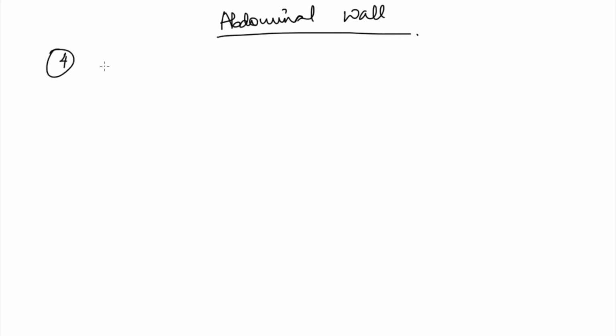Okay, so about the abdominal wall. The abdominal wall is constituted by four muscles. So let's see what are the four muscles. First is the rectus abdominis.